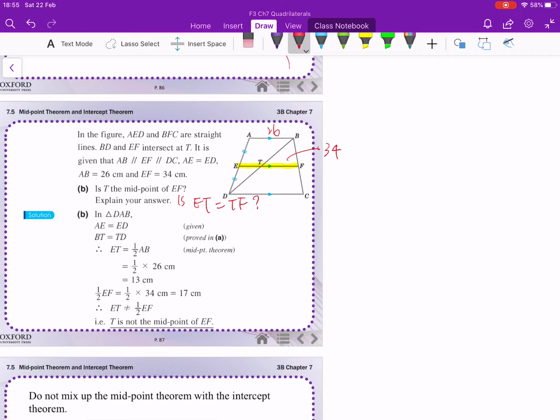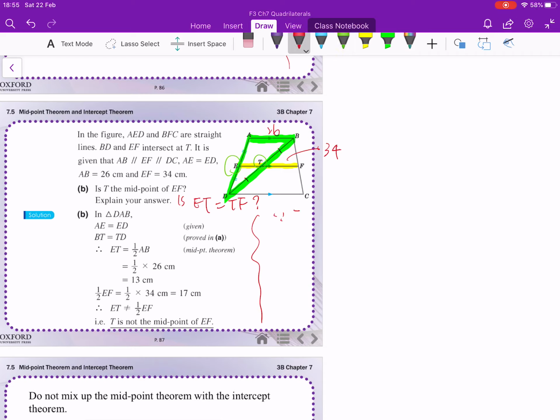This time, in part A, you proved that DT equals TB. So T is the midpoint of DB. Now in the triangle on the left, I can see that E is the midpoint and T is the midpoint. So in a triangle, we have two midpoints. We call it the midpoint theorem. So we can try to make use of the midpoint theorem.